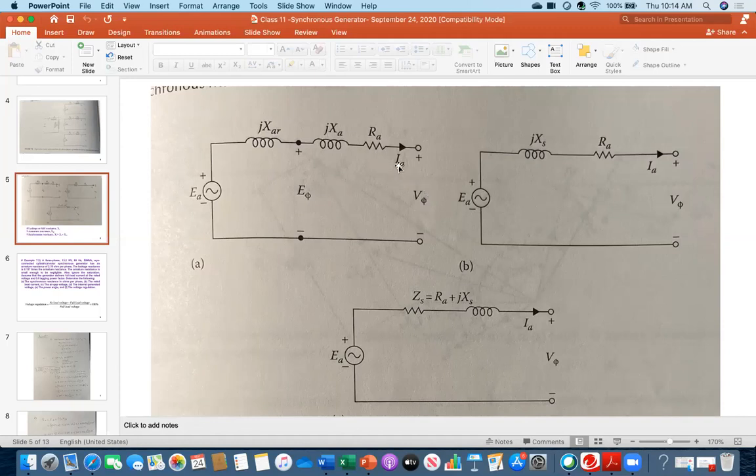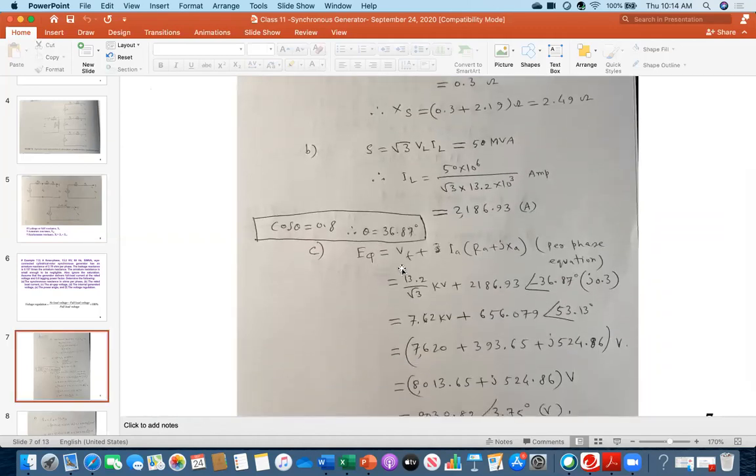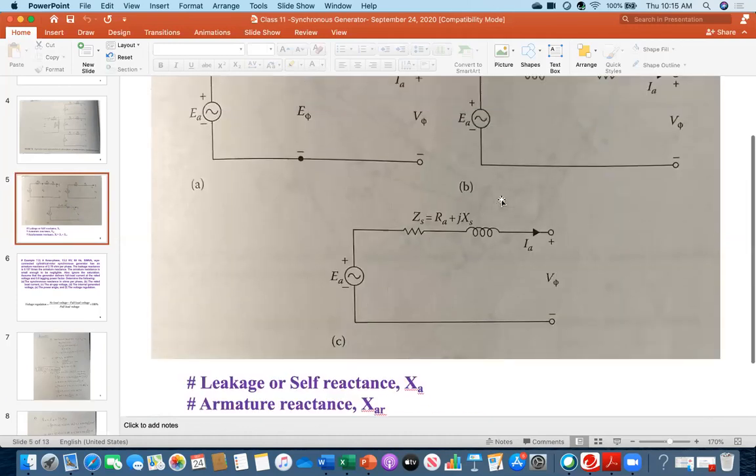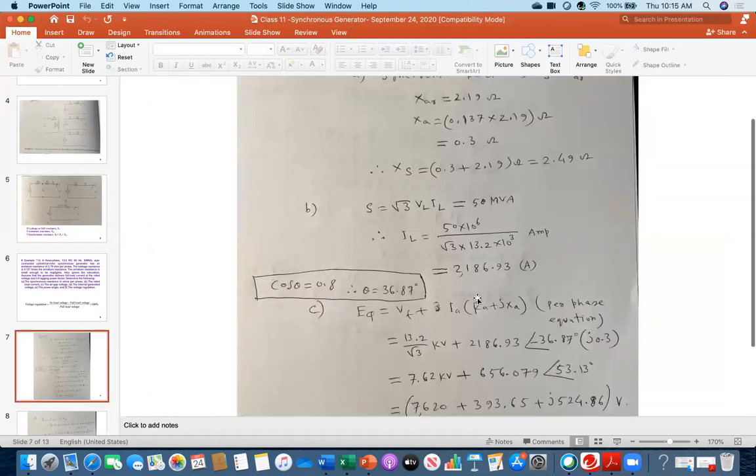Then what will you be doing? You have to sum up this drop, the IA RA drop. Also, you have to sum up this drop, IA times jXA. And you know what the XA value is and what the RA value is. So that's how, everybody see, what I have written is that the air gap voltage is VT, terminal voltage, plus IA multiplied by RA plus jXA. And of course, this is the per phase equation. So keep in mind this equation is for per phase. This is for phase A.